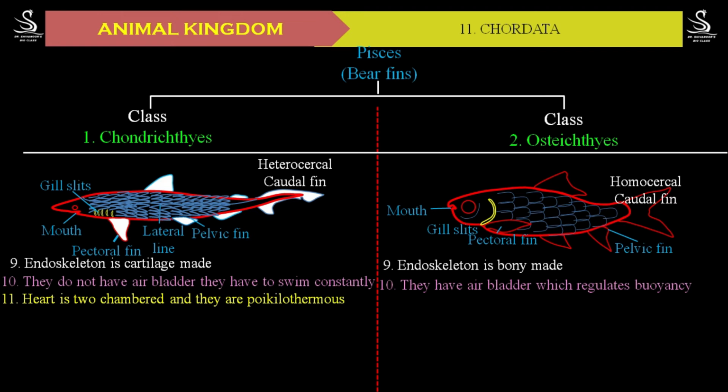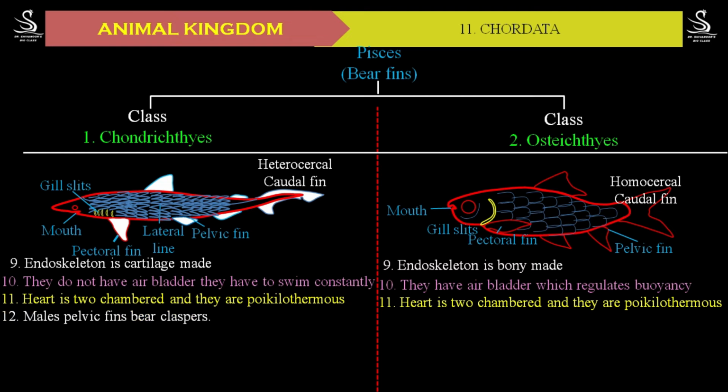And Chondrichthyes species have a two-chambered heart, and even Osteichthyes species also have a two-chambered heart, and both of them are cold-blooded. It is not actually the difference between the Chondrichthyes and Osteichthyes, but we are understanding even the characteristics here. Then one important difference we'll find: males' pelvic fins bear the claspers.